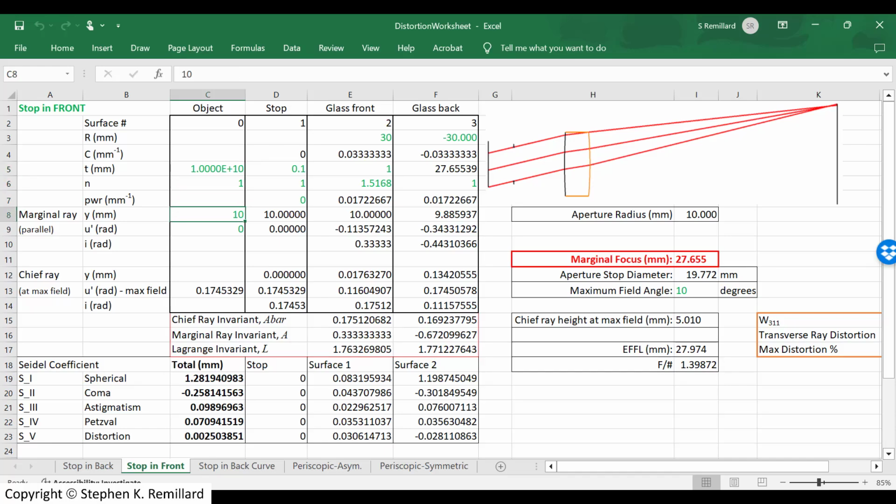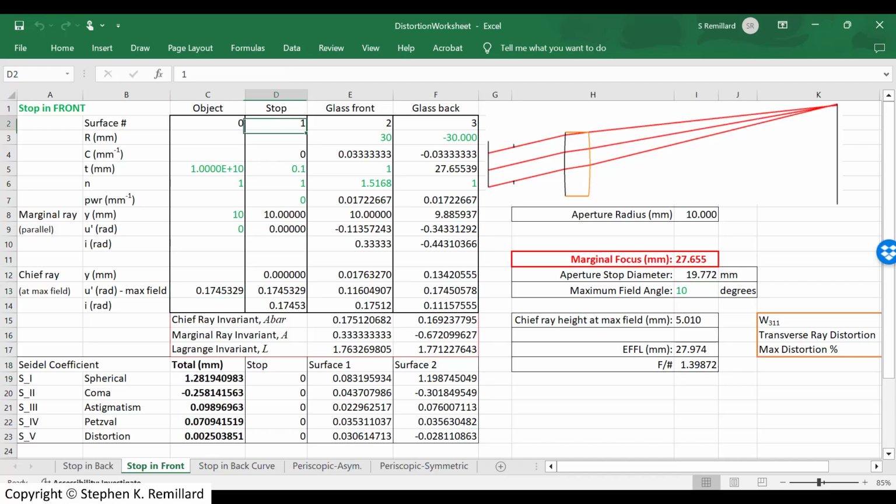Marginal ray height is set to 10 millimeters and an angle of 0 degrees, meaning it's coming in parallel at a height of 10 millimeters. Take that to mean an entrance pupil diameter of 20 millimeters. So the chief ray angle is calculated from the field of view, and the field of view is given way over here in cell I13. That's 10 degrees. There it is in radians.